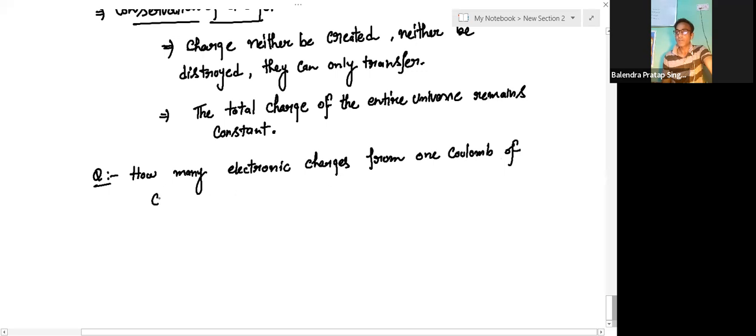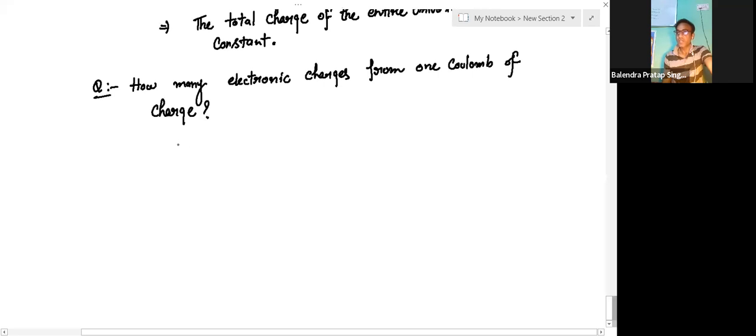Coulomb of charge. Okay, so it's very easy. It means how many electronic charges are in 1 coulomb of charge. So here, what is the question? The question is you have to find the value of n. You know the formula, Q is equal to nE, and how many electronic charges in 1 coulomb.